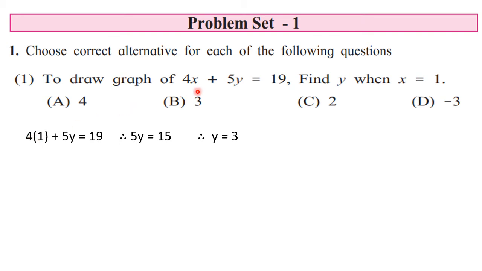Replace x by 1 as I have done. 4 into 1 plus 5y is 19. So 4 into 1 is 4, and when you shift it to the right hand side, 19 minus 4 will give you 15. So what we got? 5y is equal to 15, and therefore y is equal to 3. From this, you can write down the correct option as B.